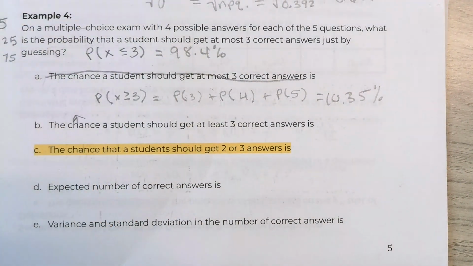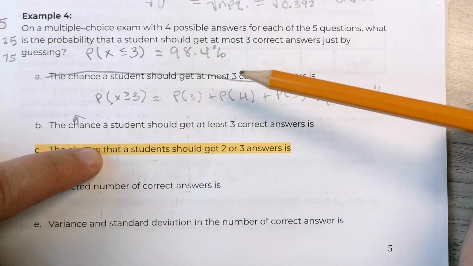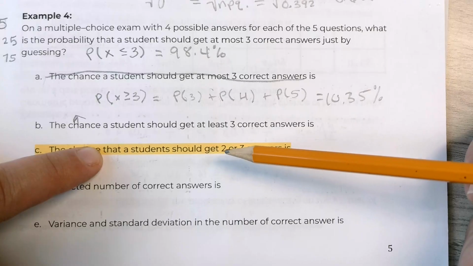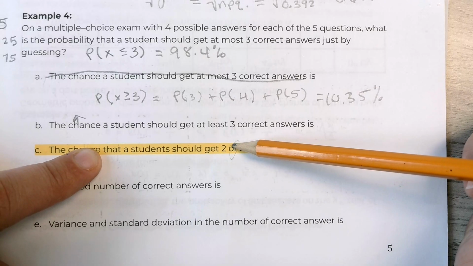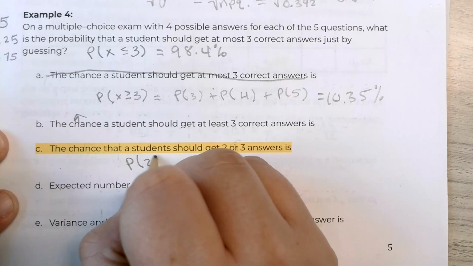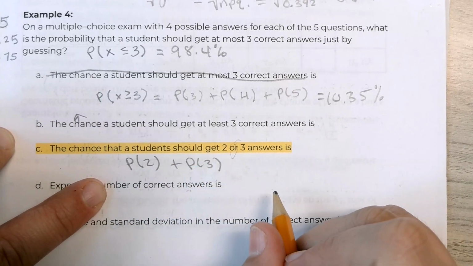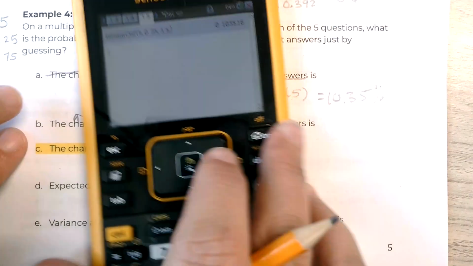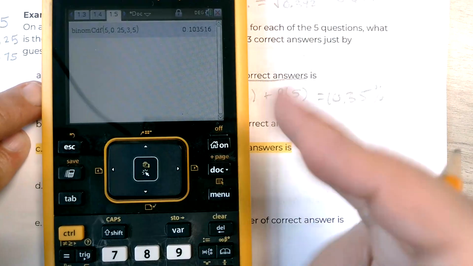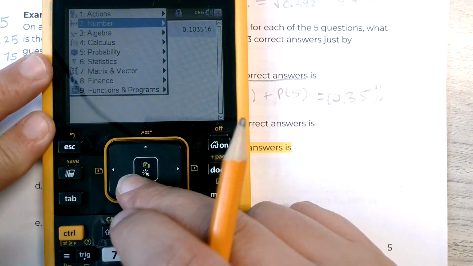Okay, in C, the chance that a student should get 2 or 3 answers is. Okay, now I put this problem for a reason. This question is different than these questions. This is asking an or, 2 or 3. So you have to do the probability for 2 plus the probability for 3. So you could do that by hand, or you could put it in your calculator or your Excel, and you would do the probability for each one.